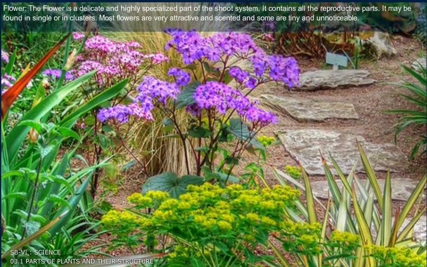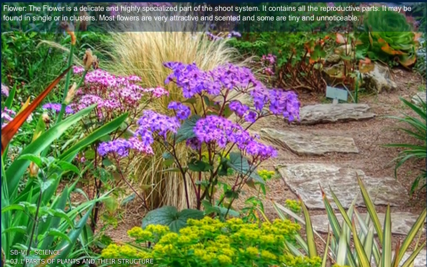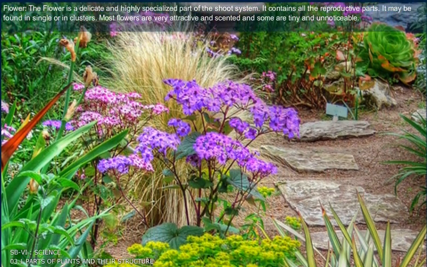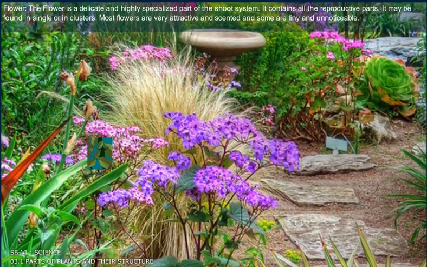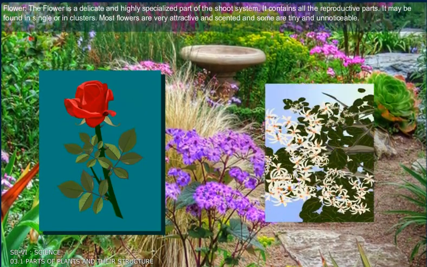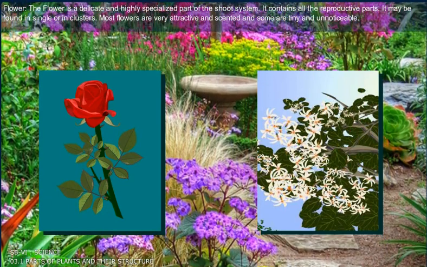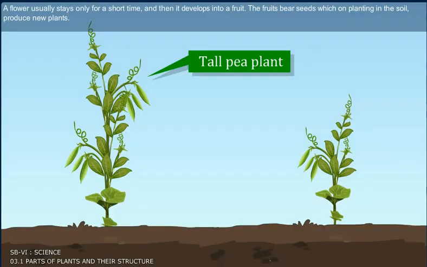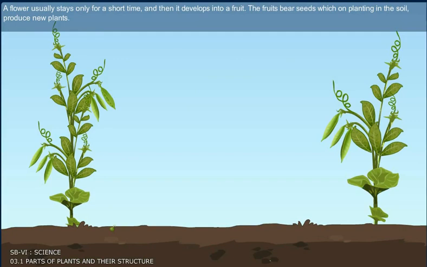Flower. The flower is a delicate and highly specialized part of the shoot system. It contains all the reproductive parts. It may be found single or in clusters. Most flowers are very attractive and scented, and some are tiny and unnoticeable. A flower usually stays only for a short time, and then it develops into a fruit. The fruits bear seeds which, on planting in the soil, produce new plants.